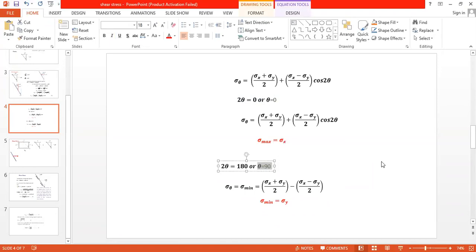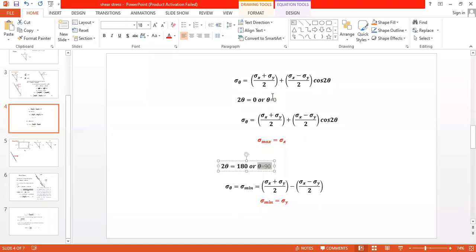Now what we can say, see here, when a body is subjected to a biaxial stress system, there are two mutually perpendicular planes. One carries maximum normal stress, one carries minimum normal stress. That maximum normal stress is your major principal stress and minimum normal stress is your minor principal stress, and these two planes are principal planes. Now you got the position of the principal planes and you got the magnitude of the principal stresses.